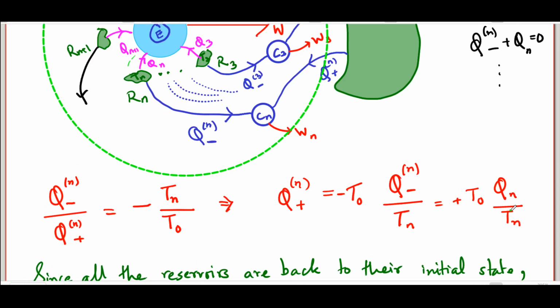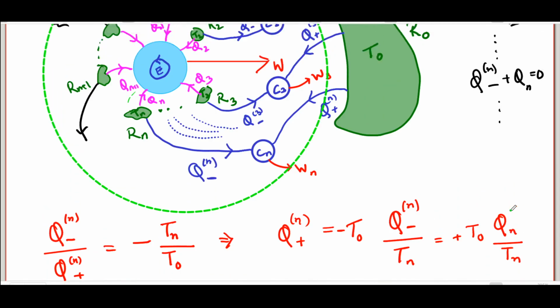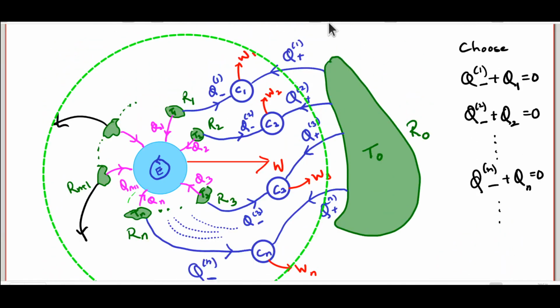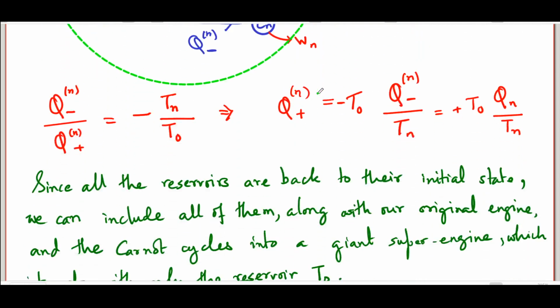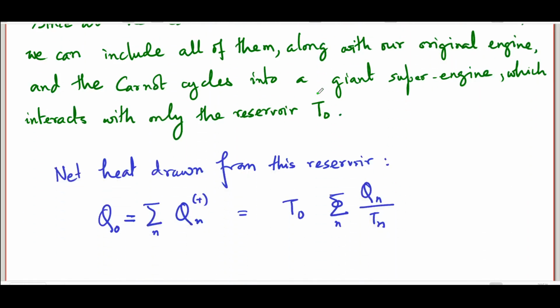So now that we consider all of these together to be my super cycle, the net heat which it takes in is simply the sum of all these Qn pluses, and that heat Q0 is therefore T0 times the sum of Qn by Tn, where the sum, of course, is over all of these reservoirs. That means it's over the entire cycle. And because this is a cyclic sum, we put a circle on the sigma sign, just to indicate that.